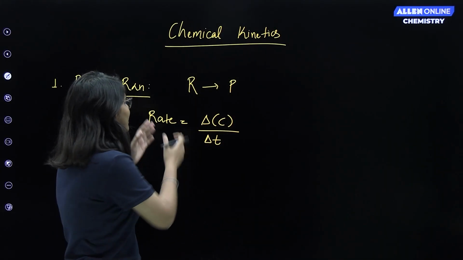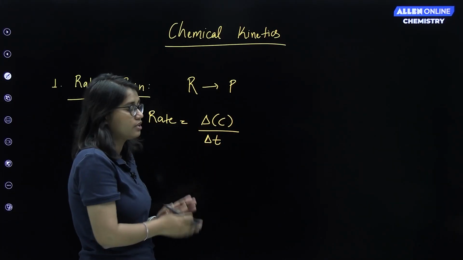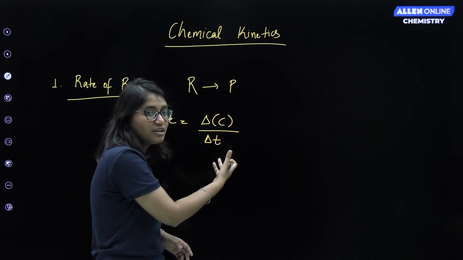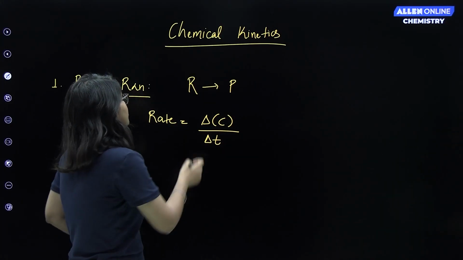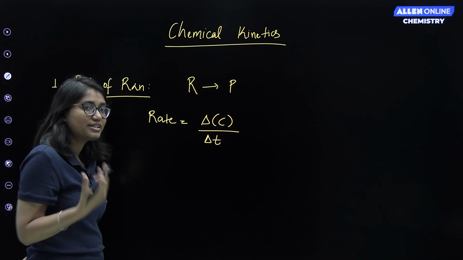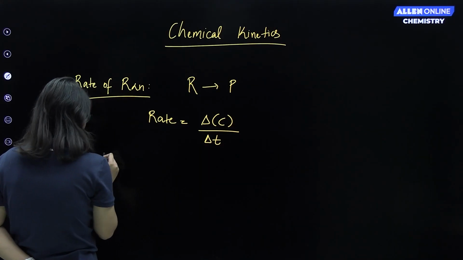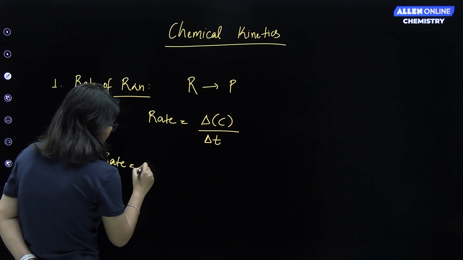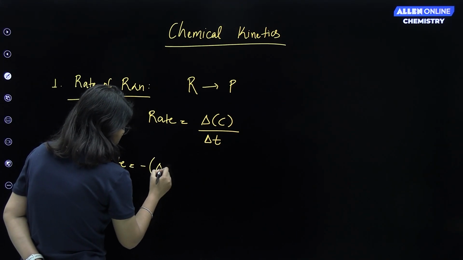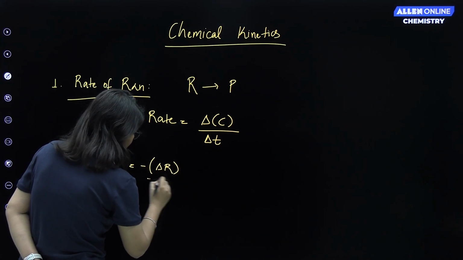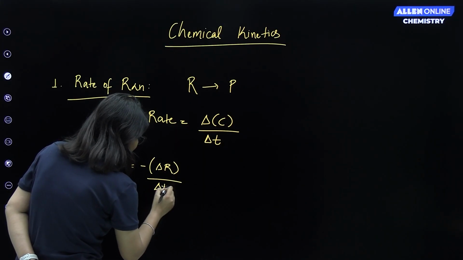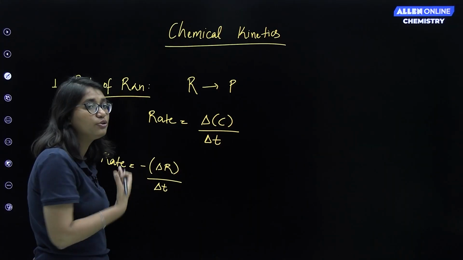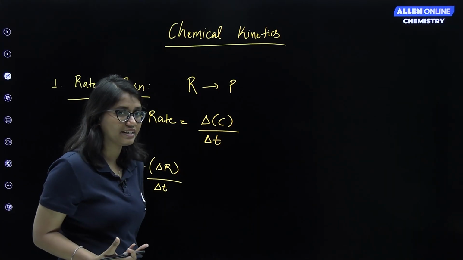During a reaction, reactant is converted into product. So, with time, reactant concentration is decreasing and product concentration is increasing. So, this can be expressed in two ways. Rate is equal to negative of delta R by delta t. Here the negative sign denotes that reactant concentration is decreasing, right?